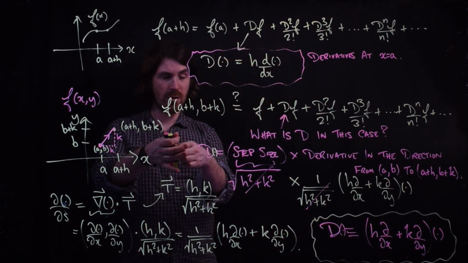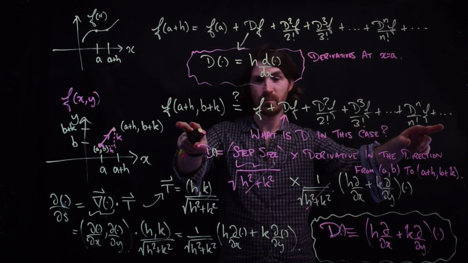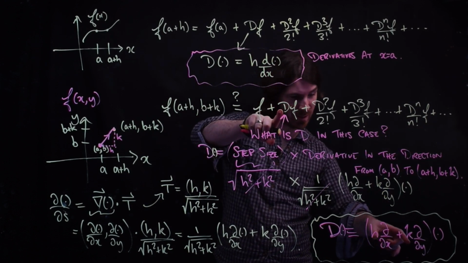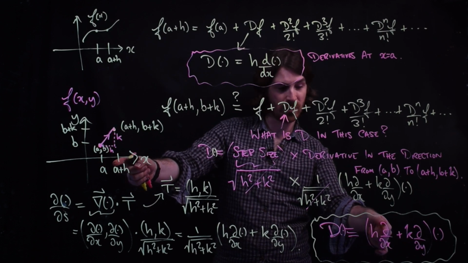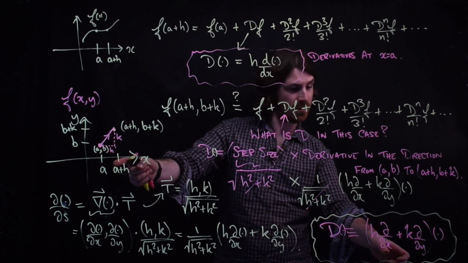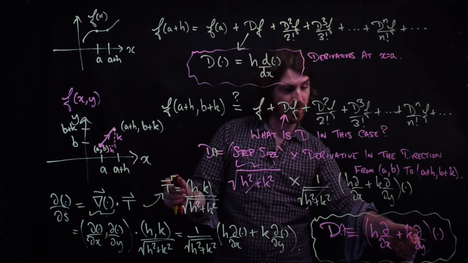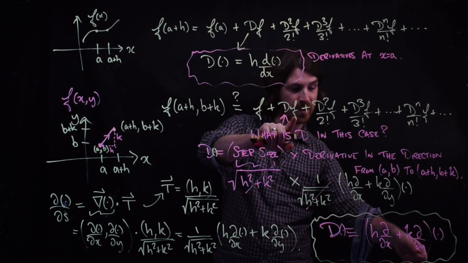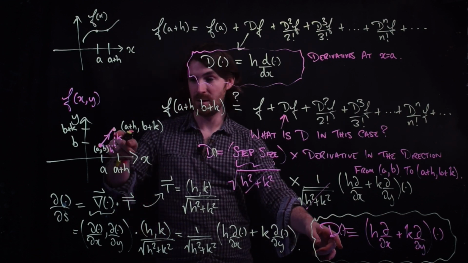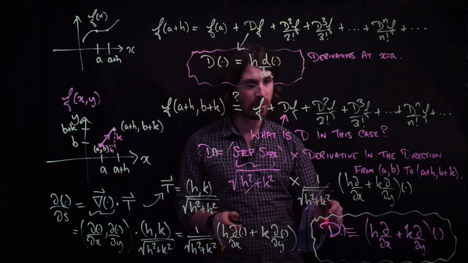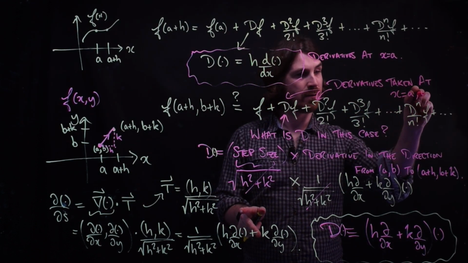Okay, so our Taylor series for a function of two variables is this thing, where d is given by this: the step size in x, then the partial derivative d by dx of f, plus the step size in y, the partial derivative of f with respect to y. And it's understood that these derivatives are taken at the point a, b, at x equals a, y equals b.